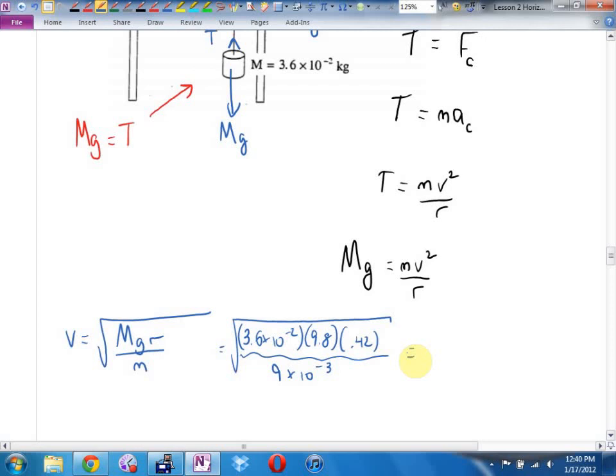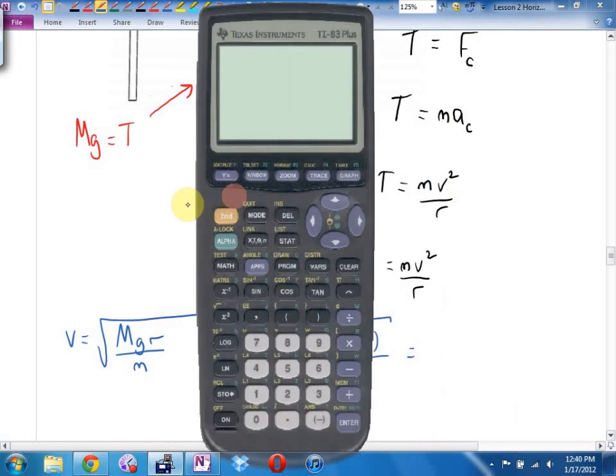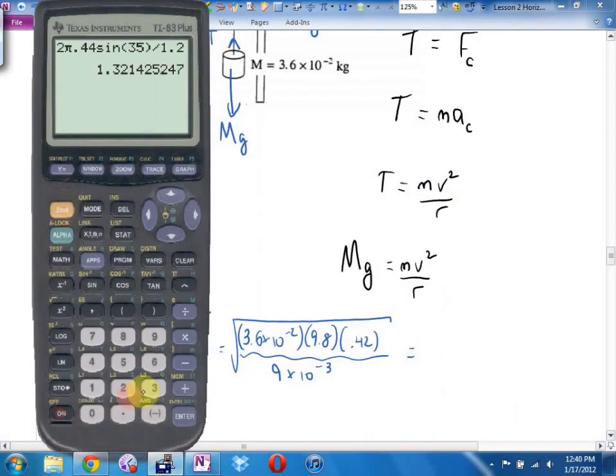What do you get? You be okay back there? If you need to go get a drink, go ahead. You get 4.06? Yeah. Meters per second, because it's a speed.